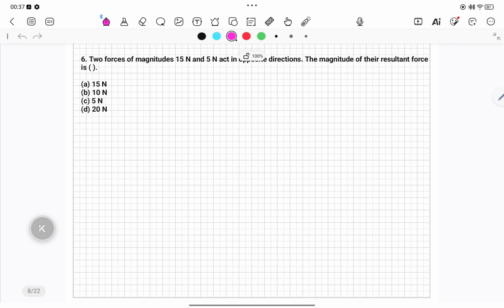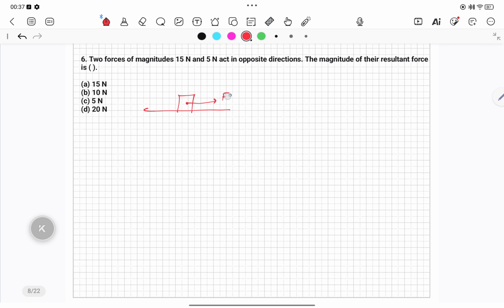Question number 6. Two forces of magnitude 15 Newton and 5 Newton act in opposite directions. The magnitude of their resultant force is. Here two forces are acting, that is 15 Newton and 5 Newton, and these two forces are opposite in direction.